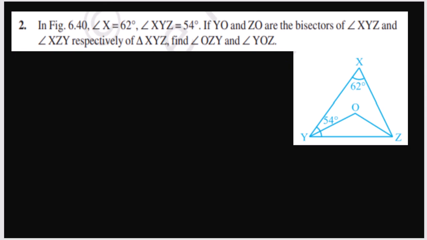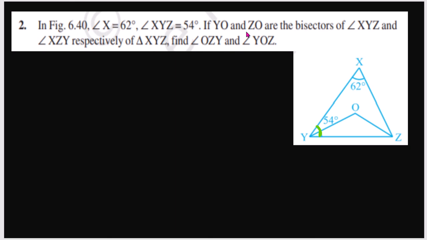Now let us see the second question. In figure 6.40, angle X equals 62 degrees. Here XYZ is a triangle, where angle X equals 62 degrees and angle XYZ equals 54 degrees. Let me show, this is angle XYZ. This is 54 degrees.